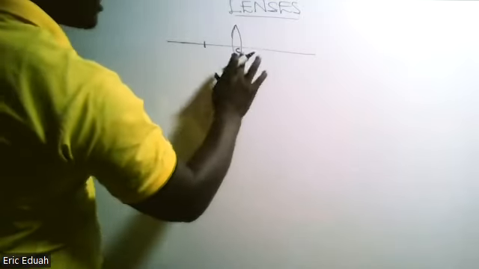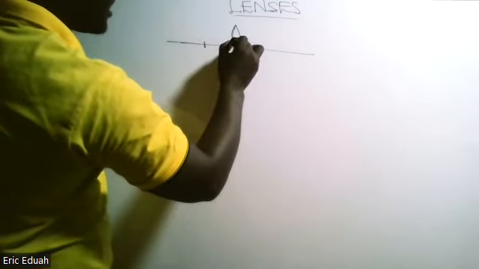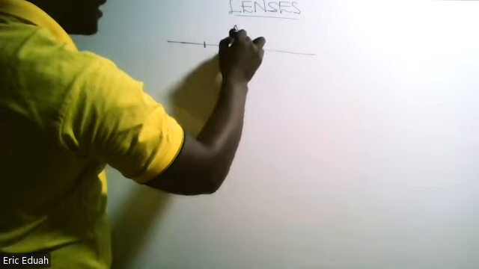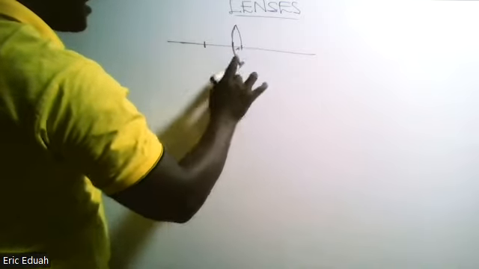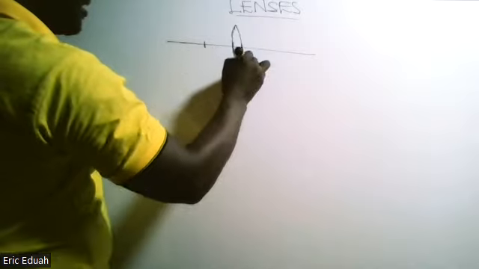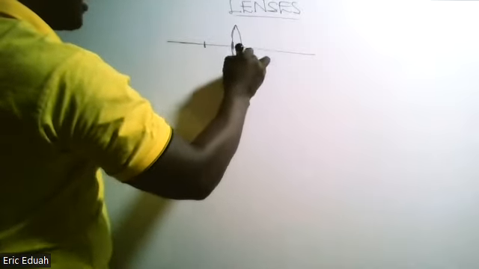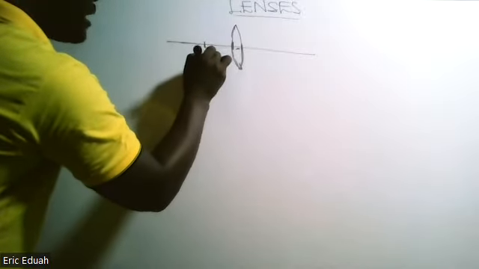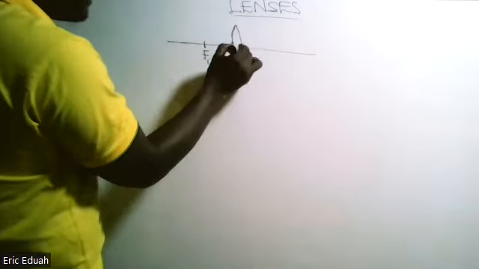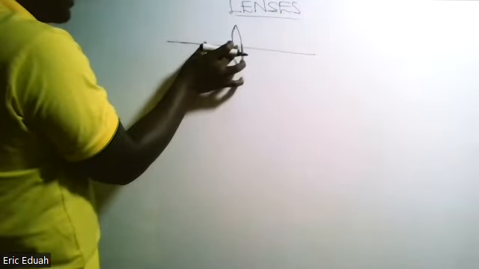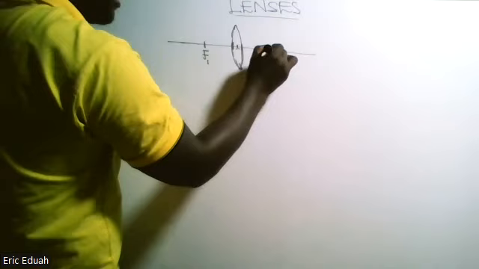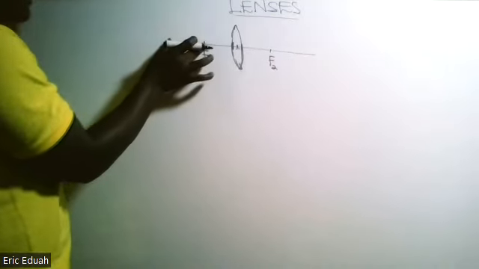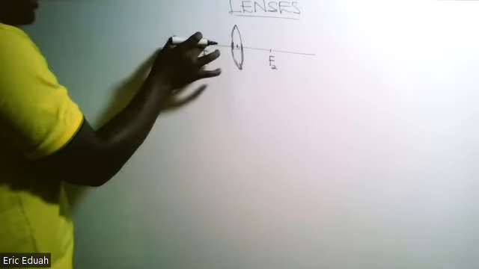So the optical center, no, this cannot be the center. The up one is bigger than the down one. Good. So this is F1, the same distance over here and over there. So this is F2. Same distance from here to here.